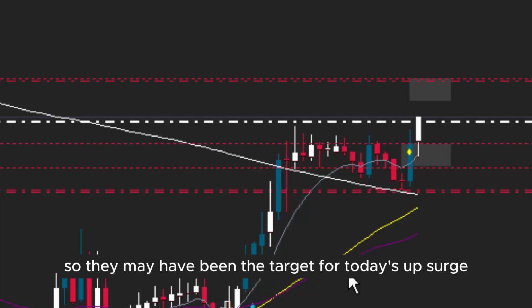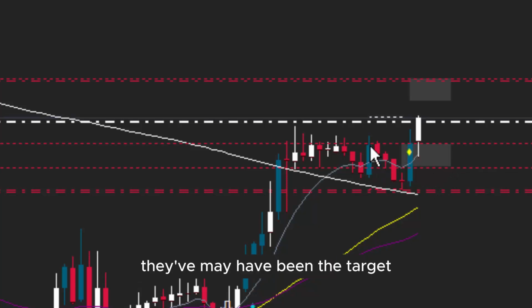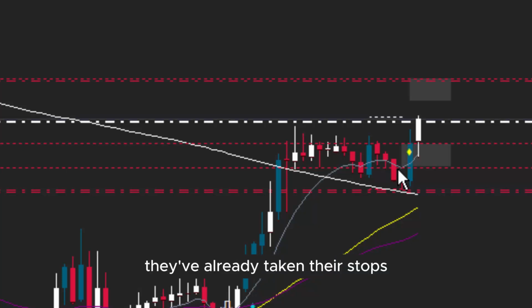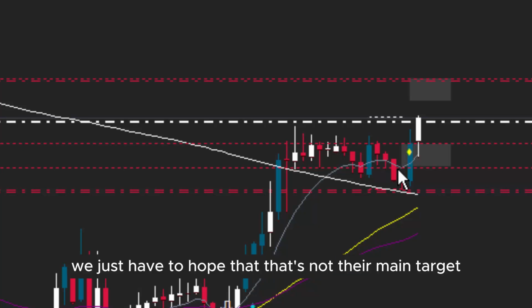So they may have been the target for today's upsurge. They may have been the target. So if the target has already been achieved, the price doesn't have to go up any further. They've already taken their stops. So if that's the case, then we're out of luck on the buy side. Then we just wait for another signal. It does happen. So we just have to hope that that's not their main target.